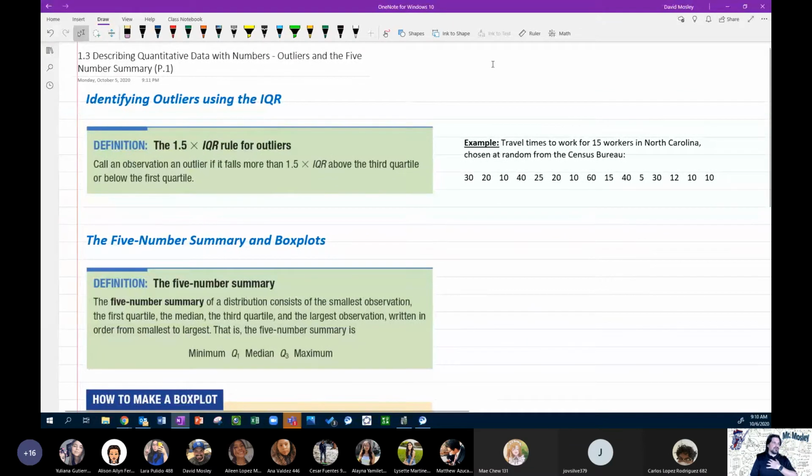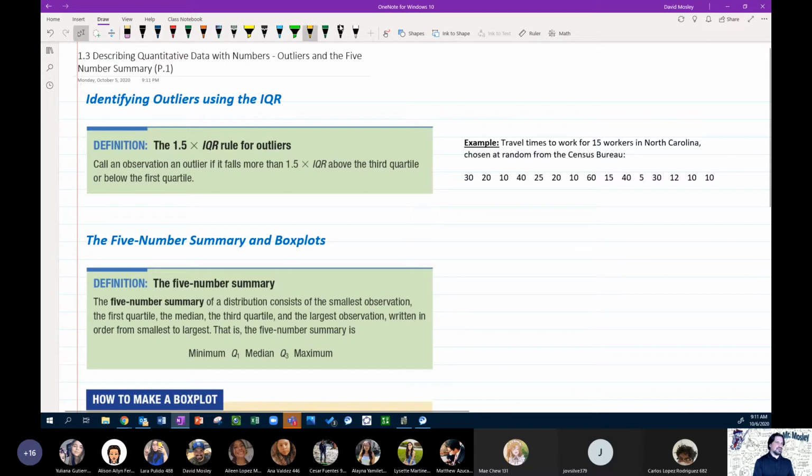All right, so now we're looking at outliers and the 5-number summary. Identifying outliers using the IQR. This is one method of identifying outliers. It is a more common method. There are several others, but this is the first one we're going to talk about, and the first one we're going to use. So we have the 1.5 times IQR rule for outliers.